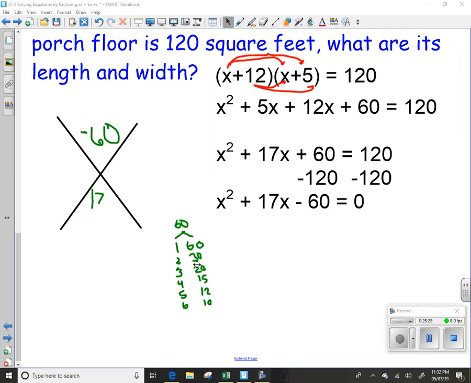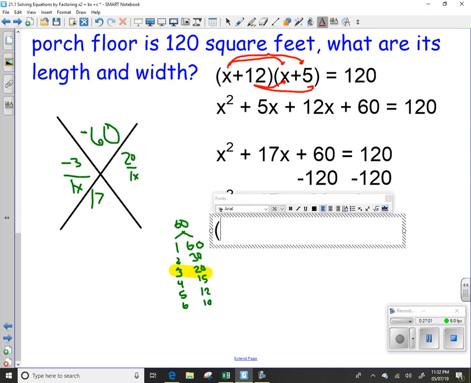Because it's negative, I want one of these to be negative, one of them to be positive. So in this case, 3 and 20 are my factors that work. If I make the 3 negative, so this would be negative 3, positive 20. Divide both of those by my 1x. And so now I would have my factors of x minus 3 times x plus 20 is equal to 0.